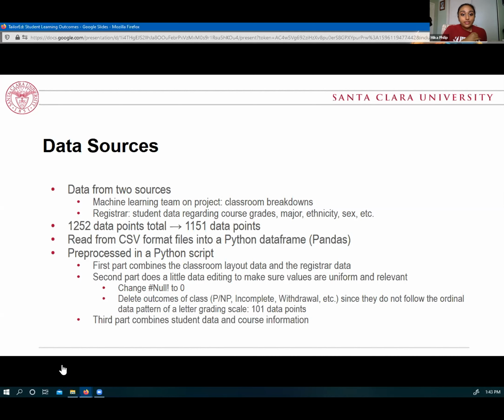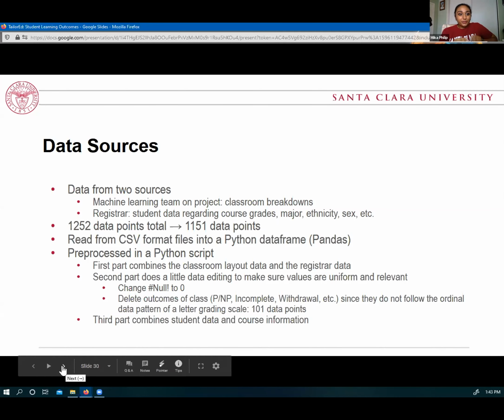The registrar data we have includes grades and course information like the subject itself, course title, and so on. We also have the major, the students' ethnicity, their sex, and their first gen status. As mentioned earlier, it's all anonymized, so we don't know specifically who the students are. In addition, we originally received around 1,200 data points. It had to be filtered into 1,100, and I'll talk about why in a second.